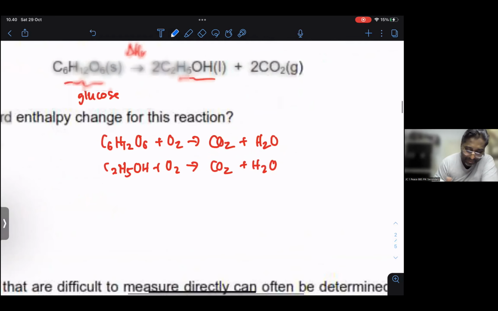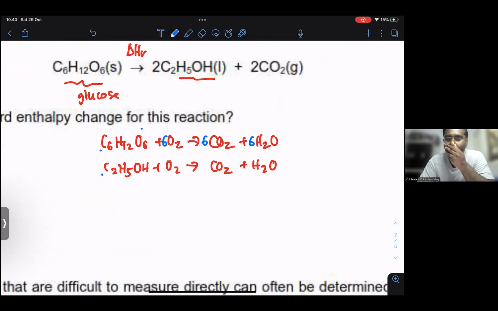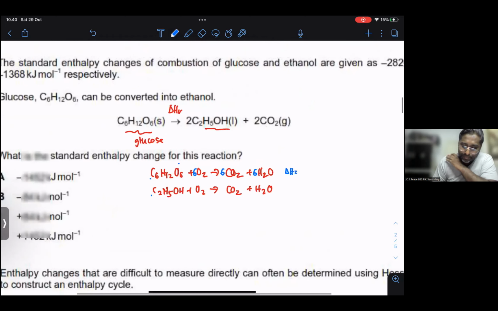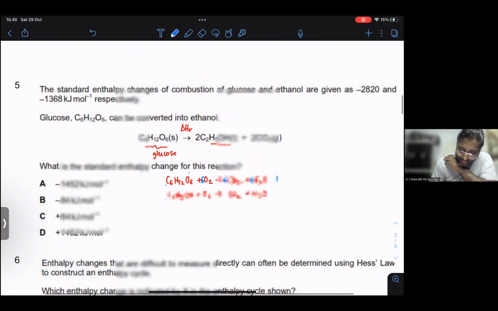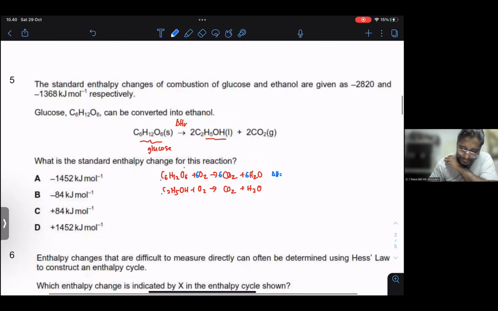This is combustion, so you cannot disturb the value in front. So 6 carbon, you put 6. Hydrogen 12, I put 6 over there. How many oxygen? I have 12 and then 18. So I have 6 over here, so I must have another 12. So I put 6. And this value is given, which is the enthalpy of combustion of glucose, negative 2820.